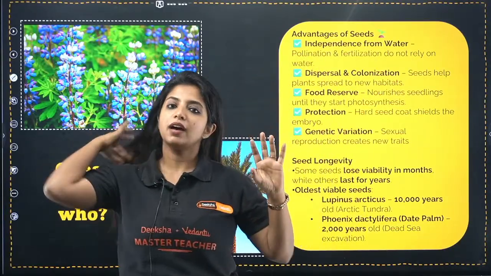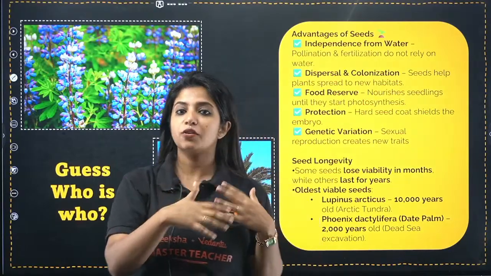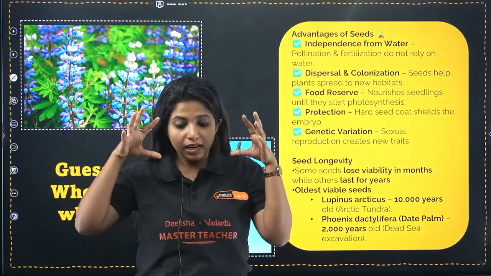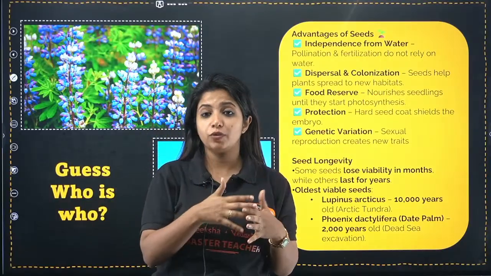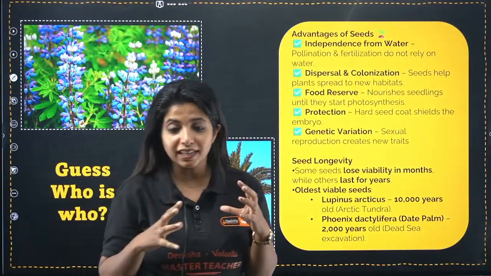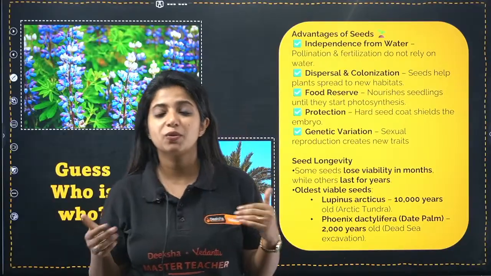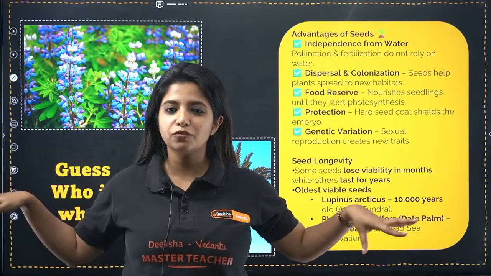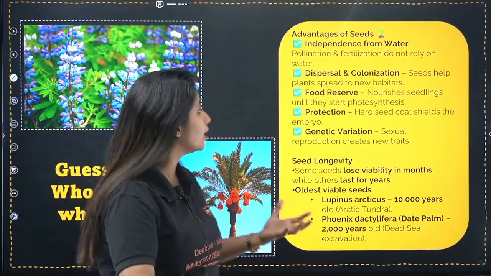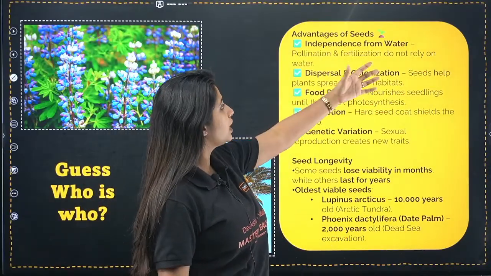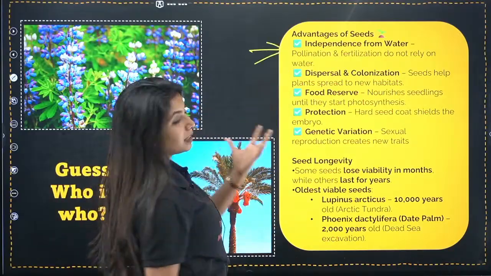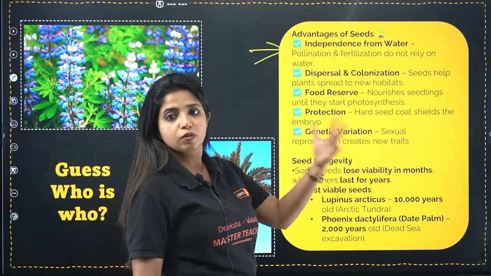Initially, you have bryophytes, pteridophytes and everything. They needed water for fertilization and everything to happen. But when you talk about angiosperms, flowering plants, they have seed. And seed formation does not require water. So there is independence from water. That means that they can be grown anywhere very easily. Okay, it does not need water. So pollination and fertilization do not rely on water. That is the first and the best part. This is a good thing about gymnosperms because gymnosperms have seed.